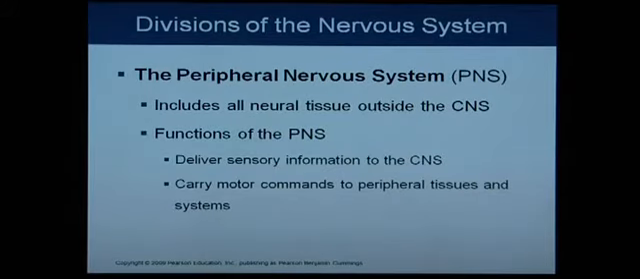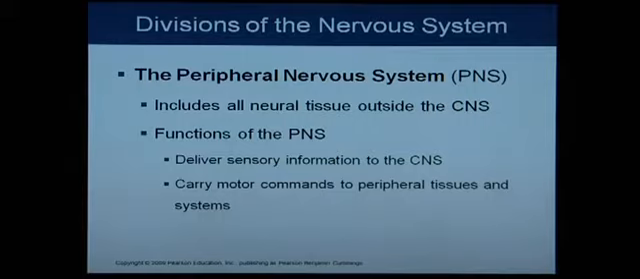The peripheral nervous system is going to include all the main neural tissue outside of that central nervous system that we just mentioned, so outside of the brain and the spinal cord. And the functions of it are going to be to deliver information to the central nervous system. So if we pick up on a sensation, the wind is blowing, somebody pinched you, those sensations will be carried back to the brain for processing so that we have awareness of what's going on.